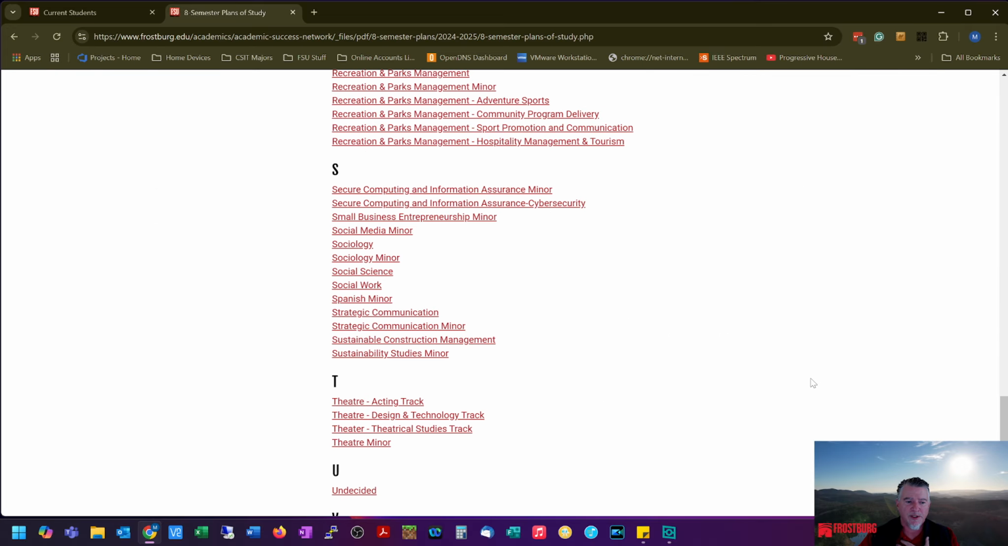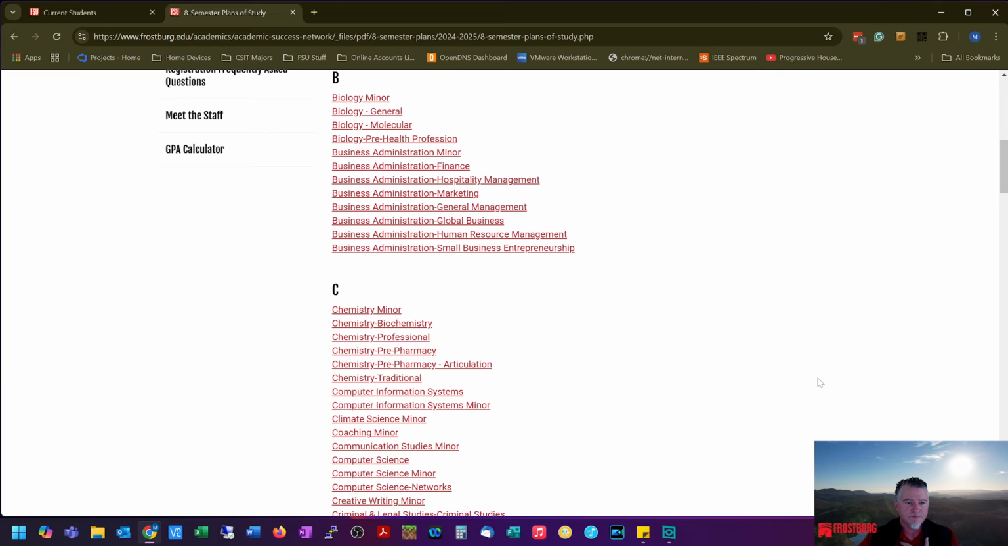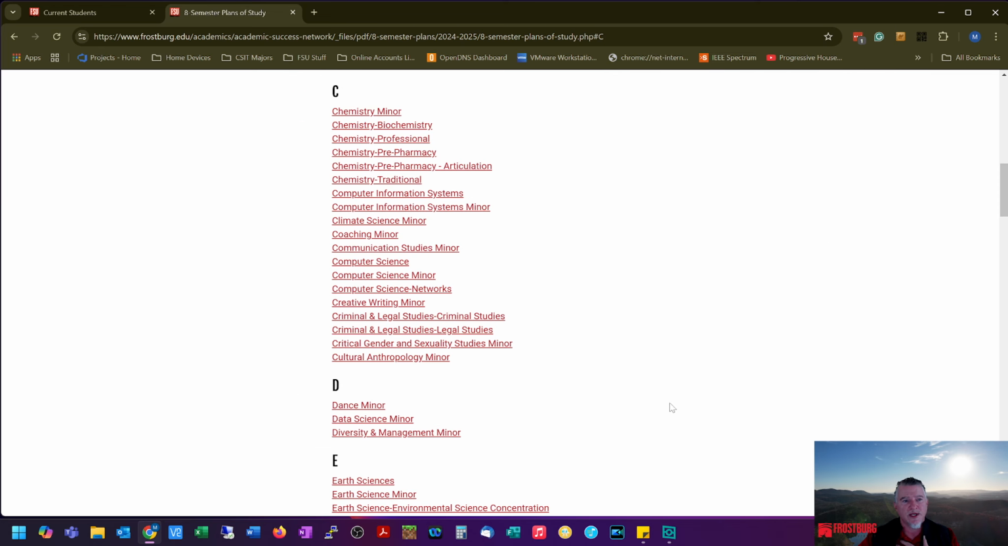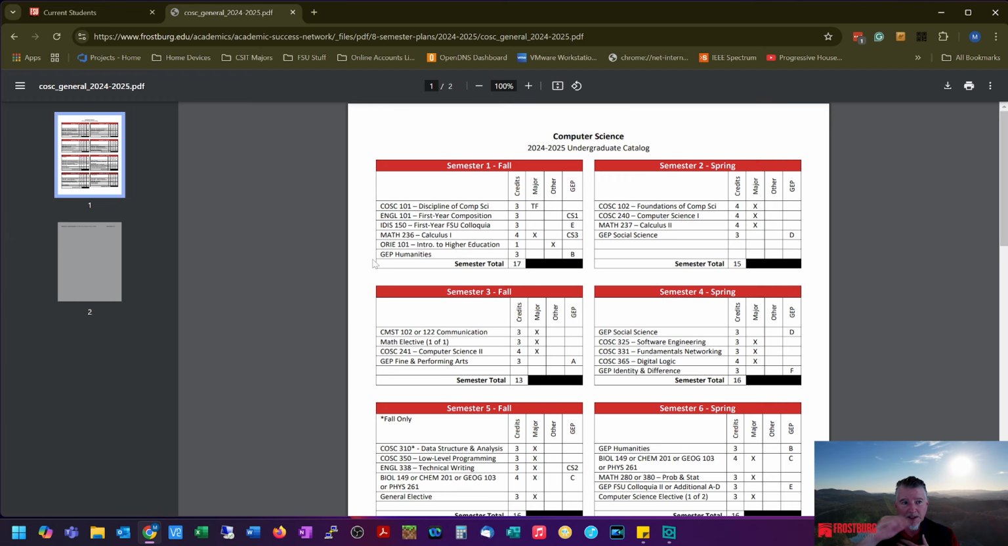All the majors should be in here. If you don't see one, let me know. I'll reach out to that department chair, or Carr will reach out to that department chair, and we'll help you get one. So computer science, since we're doing computer science, we're going to click on that. And we want to come into computer science right here. If it doesn't say minor, it means that it's the major. I want to click on that. And here is my 8 semester plan.